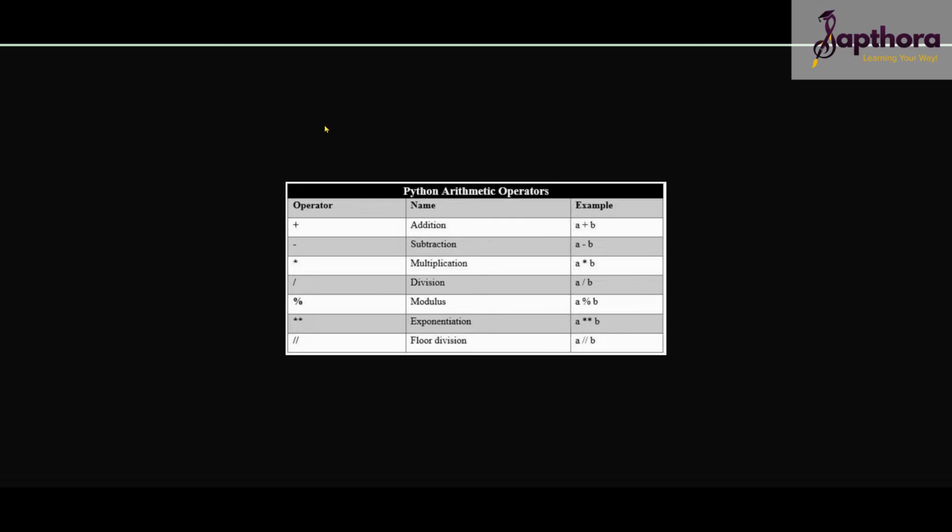Exponent is another important operator in Python, and in mathematics also. Say for example, I want to square a number or cube a number, then I'll be using this exponent operator, that is double star, to do that particular operation. So this is all about arithmetic operators.